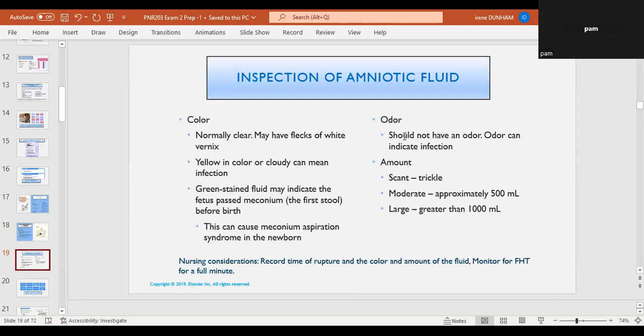And then odor. Okay, amniotic fluid normally does not have an odor. An odor indicates infection. And then the amount can range from scant, which is a trickle, to moderate, which is approximately 500 mLs, and a large amount is greater than 1,000 mLs. So there you go. When you're charting, you want to make sure that you record the time of rupture, the color and amount of the fluid, and monitor fetal heart tones for a full minute.